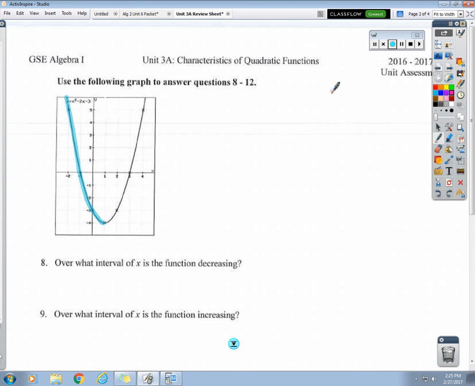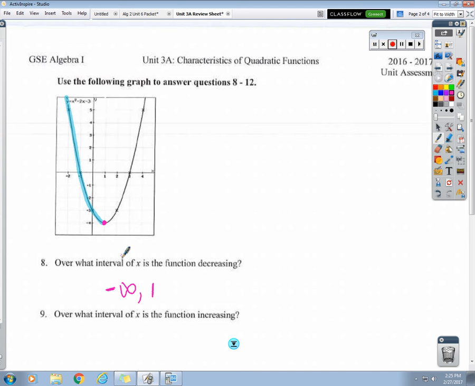So when did it begin decreasing? Infinity, but on the left side, which would be negative infinity, correct? And then didn't it decrease until it got down here at the vertex, which is where? 1.